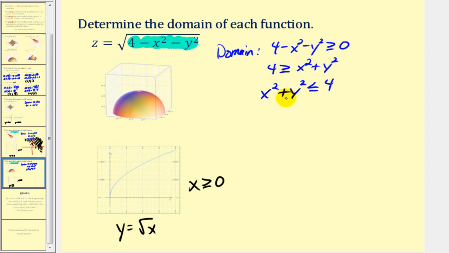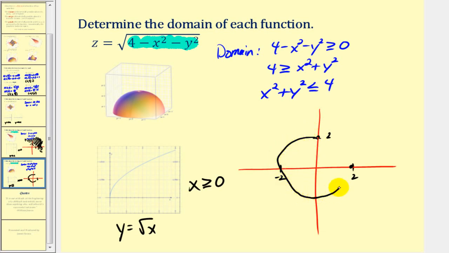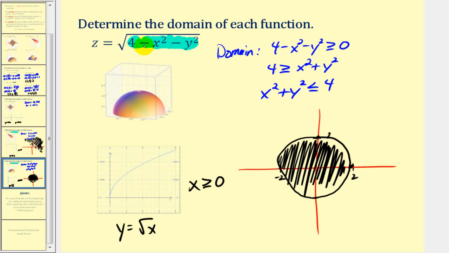Notice if we graphed x squared plus y squared equals 4, that would be a circle centered at the origin with a radius of 2. And since it can be less than or equal to 4, we'll make a solid circle. Again, if we test the point 0, 0, 0 is less than or equal to 4 is true. So for this problem, the domain would be all of the values on the circle or inside the circle. This graph represents the domain of the given function in two variables.